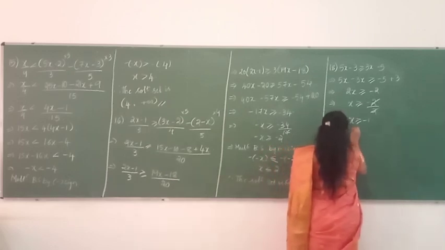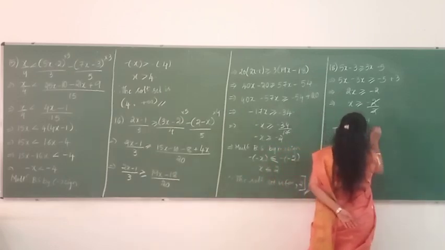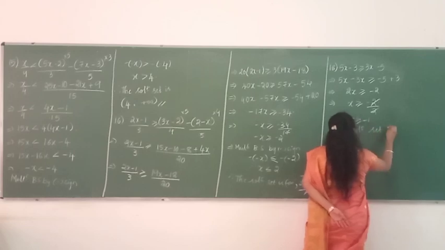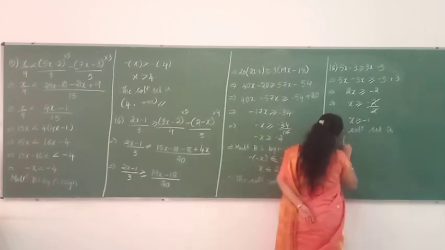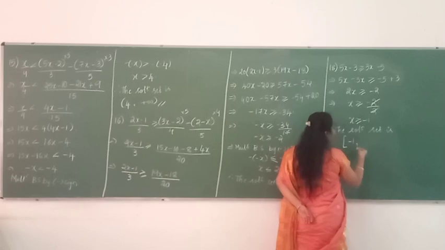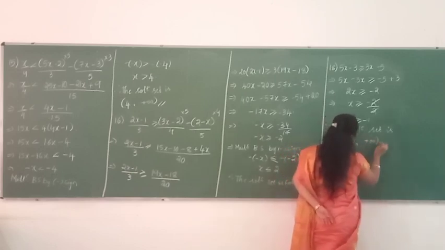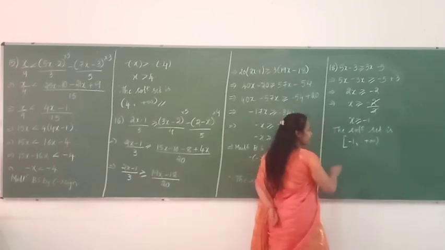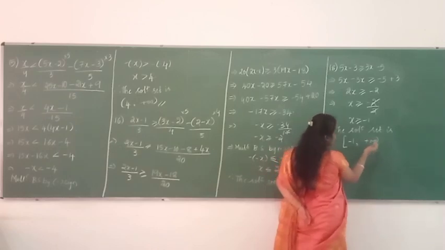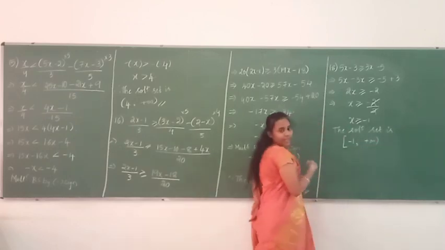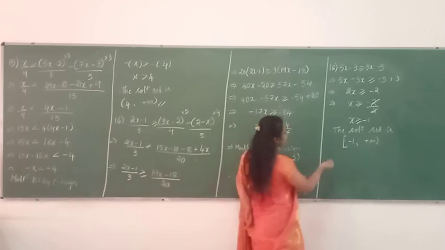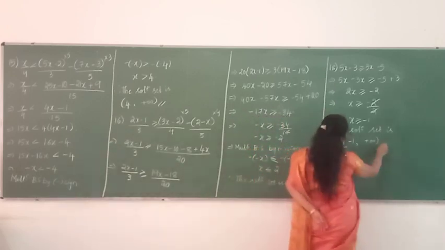Therefore, the solution set is, so it is closed interval minus 1. Positive means infinity, it will be open interval. So whenever you are writing positive infinity, it will be towards the right hand side. If you are writing minus infinity, it will be towards the left hand side. Hope you have understood this.